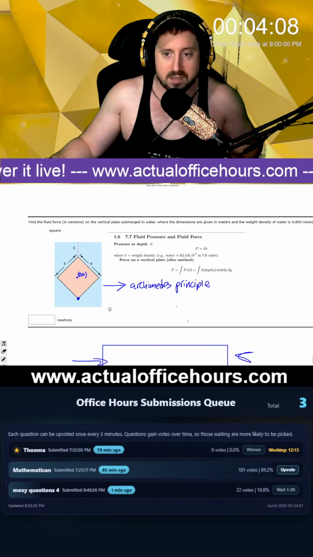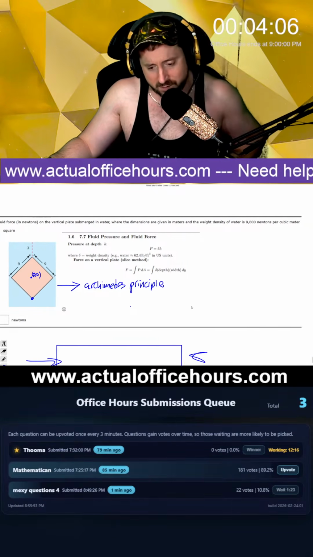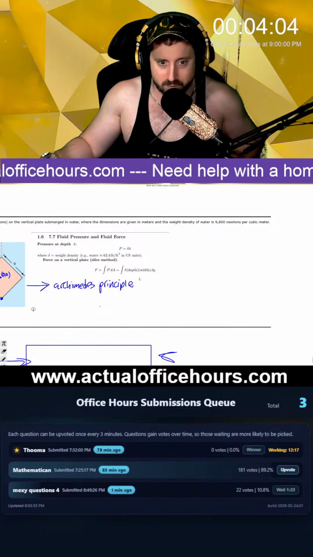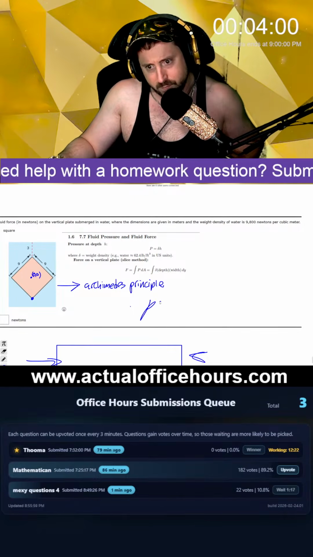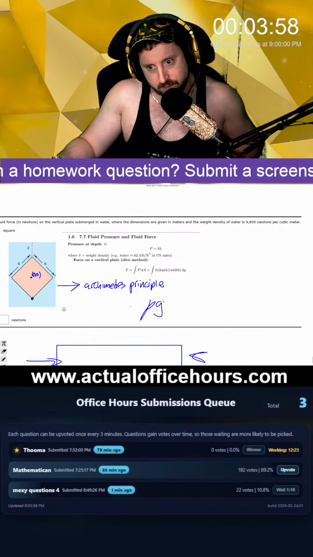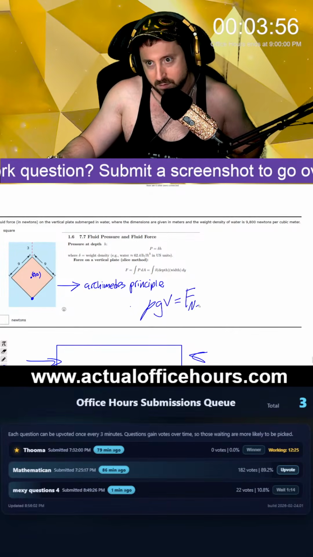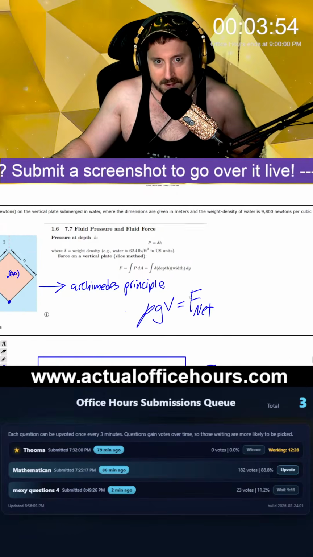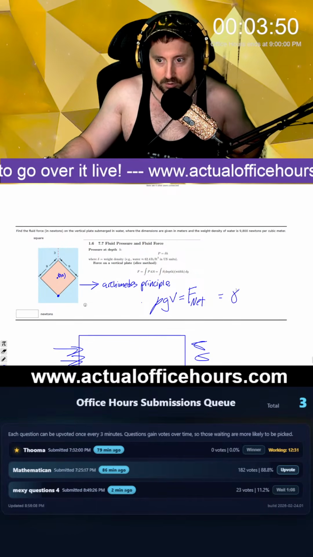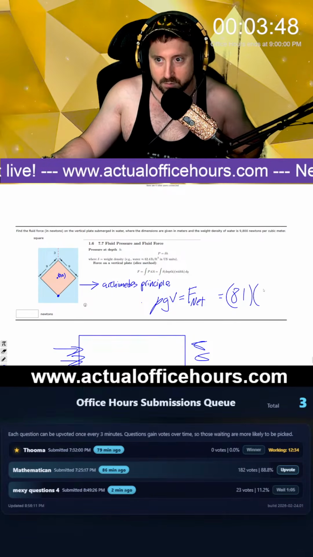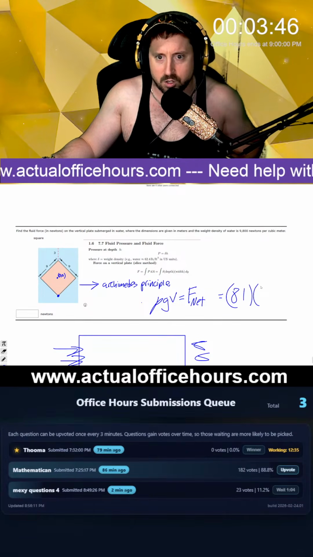Okay, anyways. I think for this one, you literally just use Archimedes' principle, which is just rho g V is equal to F net. That's the net fluid force. So in this case, it would be equal to 81 times, and is it a cube?